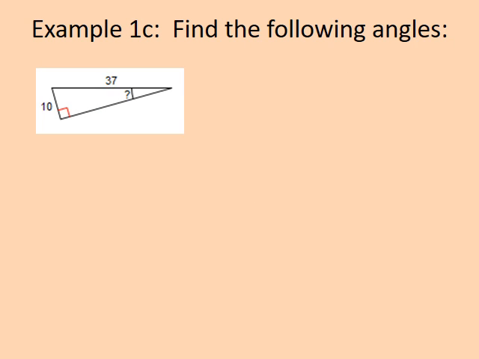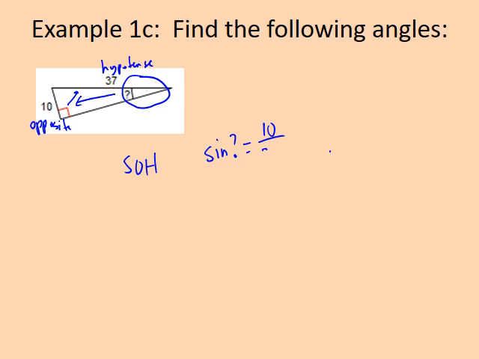Example 1C. Now this is the angle that we're looking for. Now we have the opposite side to that angle, and we have the hypotenuse to that angle. So since we're looking for the angle, and we know that sine is opposite divided by hypotenuse, we know that the sine of question mark equals opposite, which is 10, divided by hypotenuse, which is 37. This is our sine ratio.